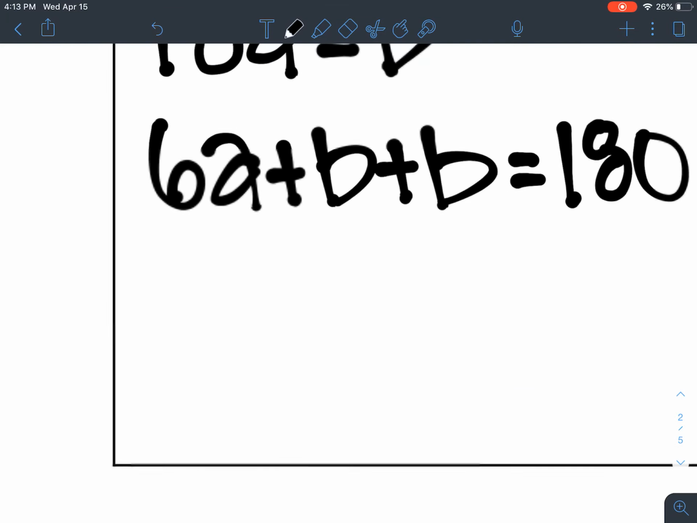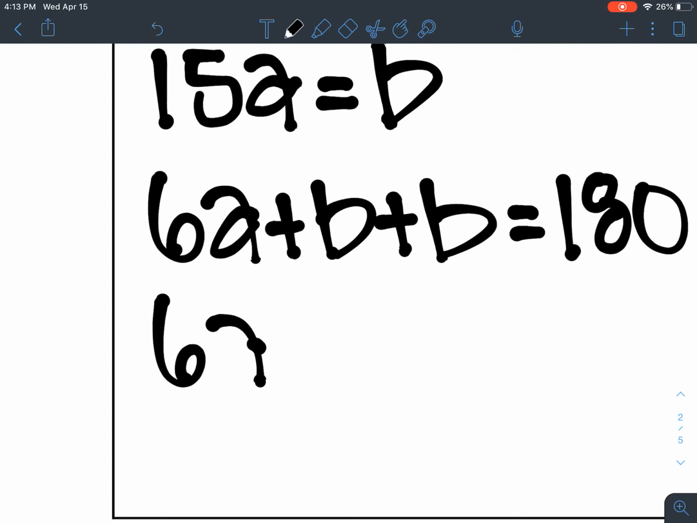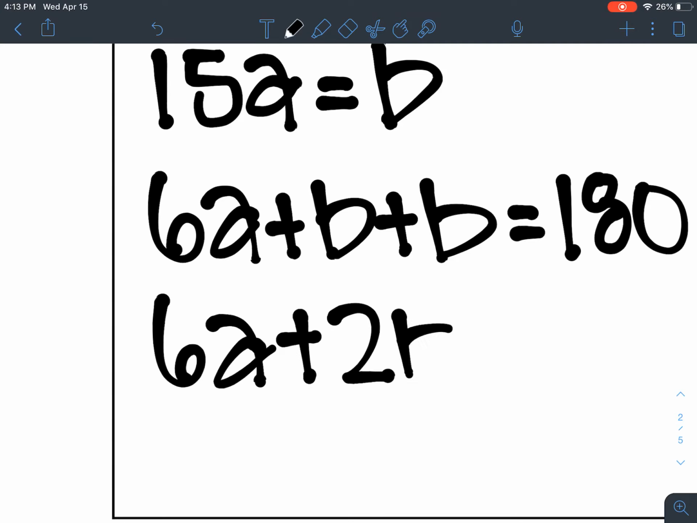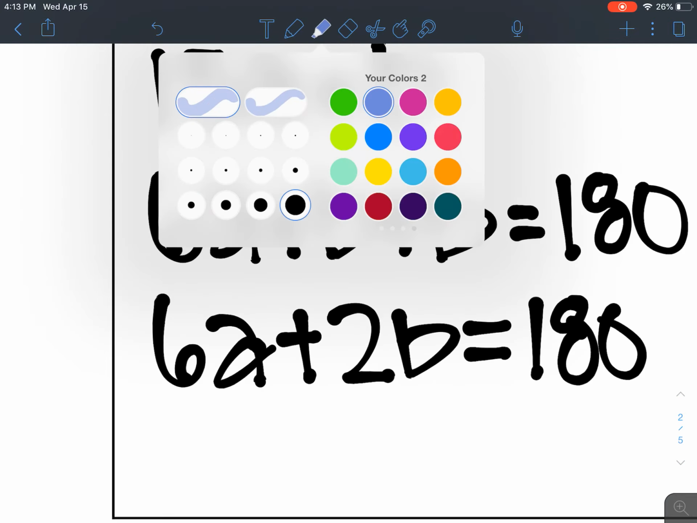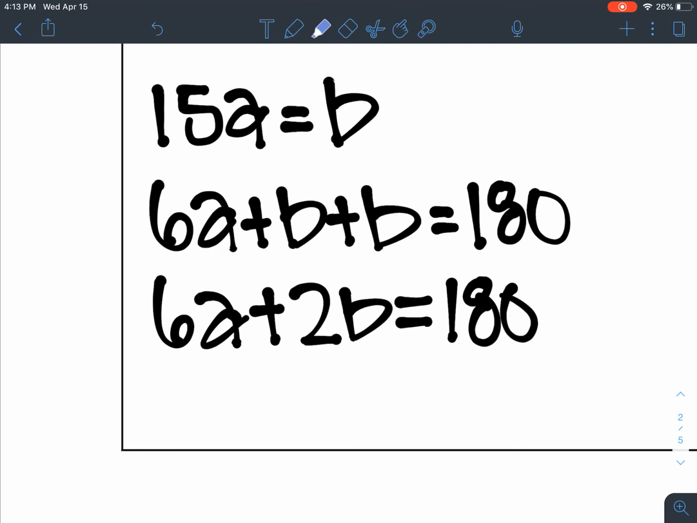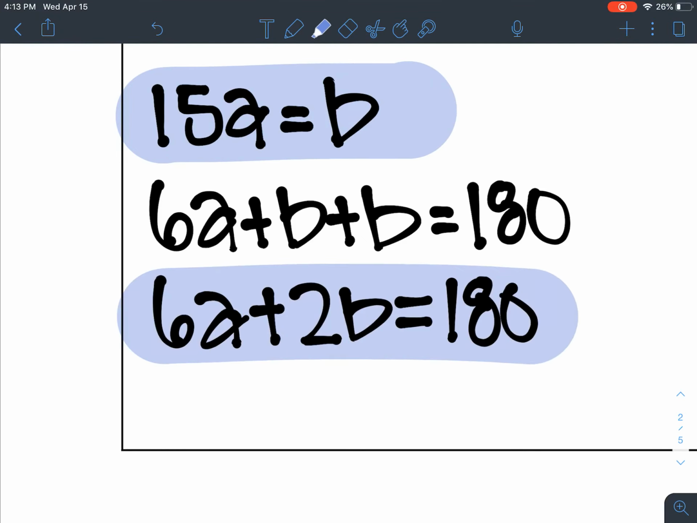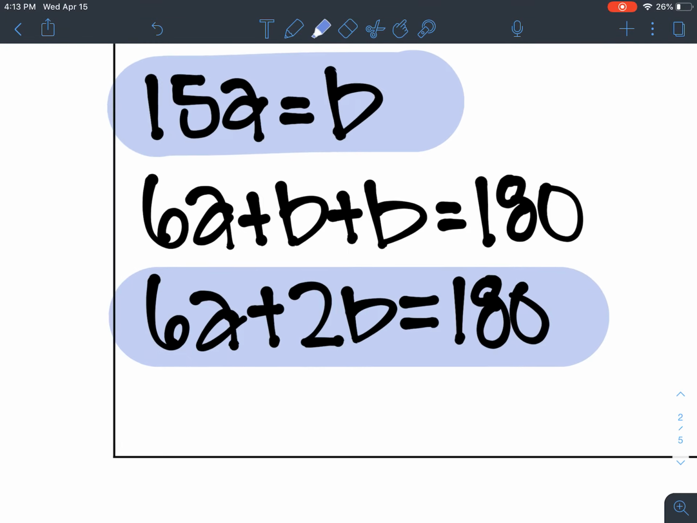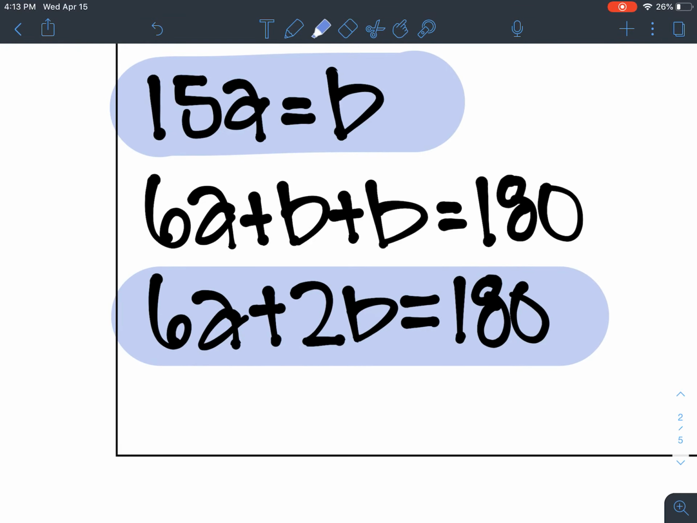So solving this, I'm going to get 6A plus 2B, or simplifying, is equal to 180. And so then I'm going to focus on this equation and this equation and ask myself, how can I use those in order to get only one variable? What I'm looking at is the fact that 15A is equal to B. So couldn't I take this 15A and plug it in for that B in my second equation? Remember, this is systems of equations.